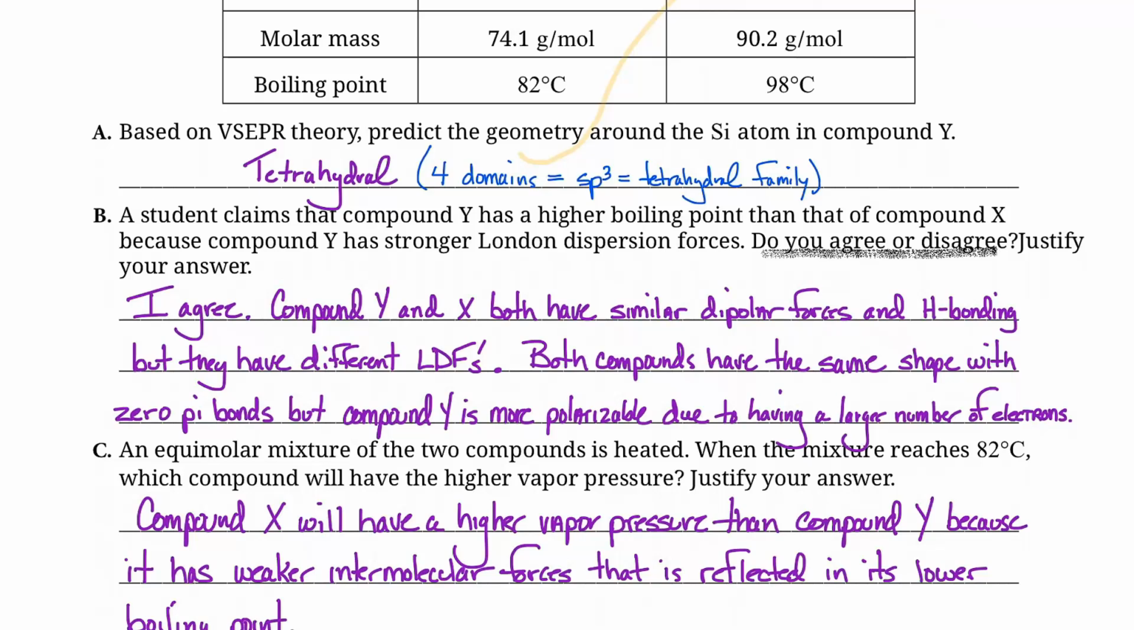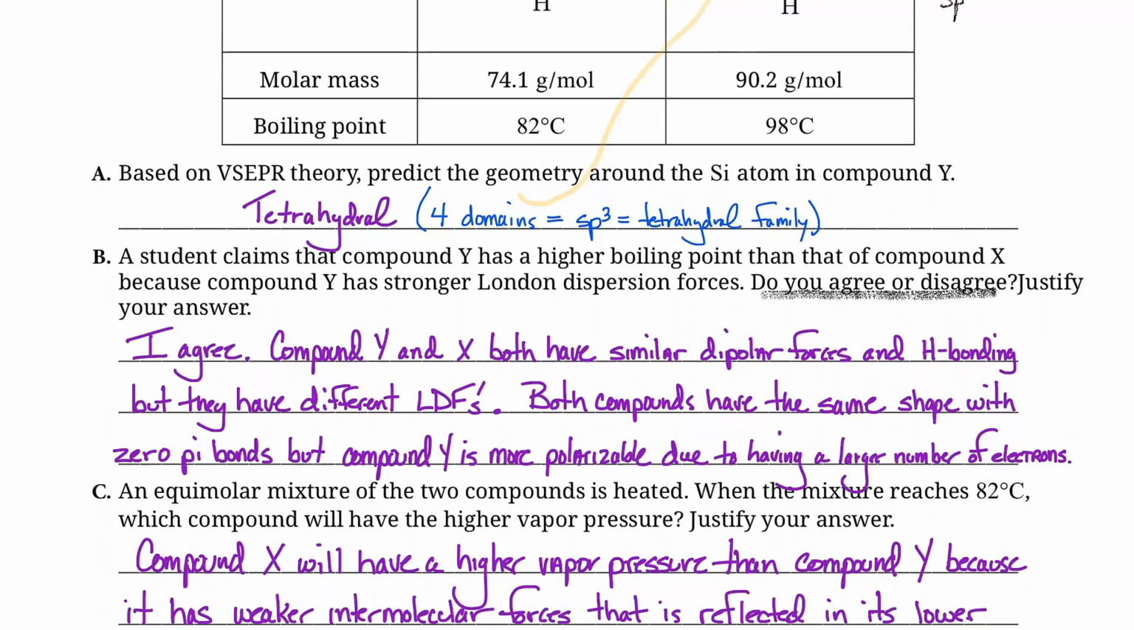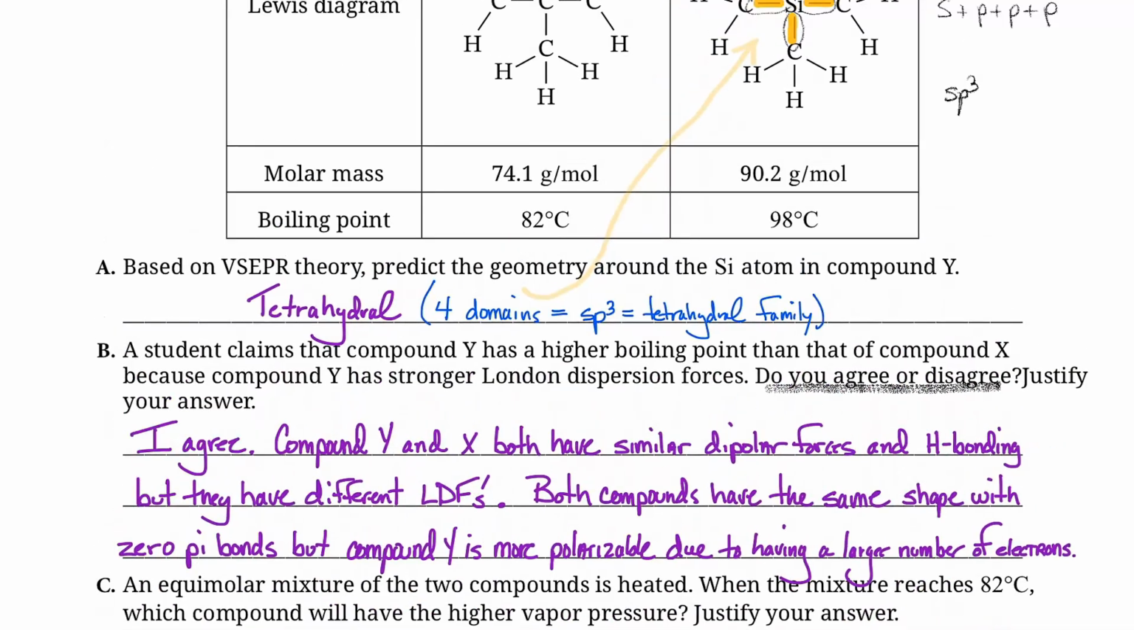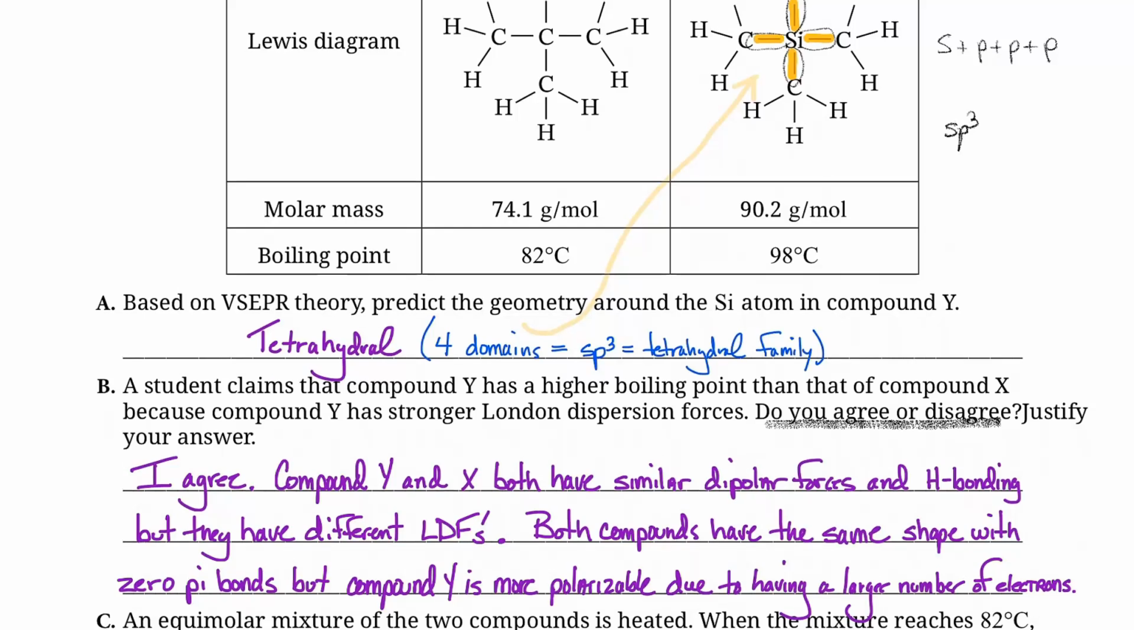So the claim is that compound Y has a higher boiling point. It does. And the student is claiming that it's because of stronger LDF forces, London dispersion forces, which we should know is the type of attractive forces between the cloud of electrons that interact and distort a little bit to make a momentary partial negative and positive molecule that stick together. Every molecule has these clouds of electrons outside of their nuclei, some bigger, some smaller, in different shapes, and that affects the distortion and the strength of the London dispersion forces.